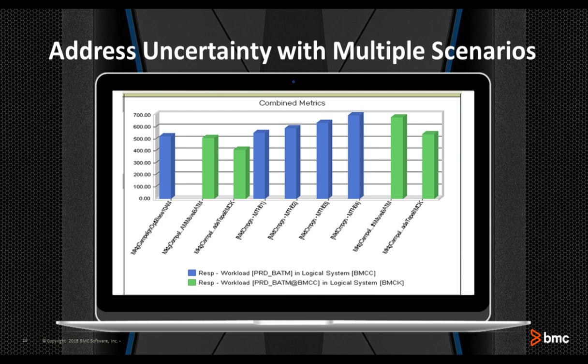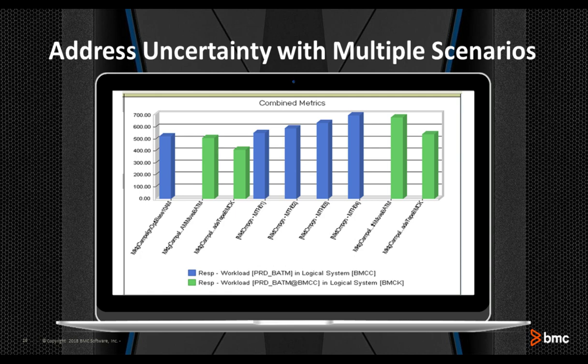So in this case, the bar on the left is the current response time service delivery for that application. And then we look at some tuning options. What if we move that to a different LPAR? So the next green bar is, I moved it to another LPAR. It got a little better. Then we look at the tape drive upgrade. Well, that gets a lot better. That's the next green bar from the left.